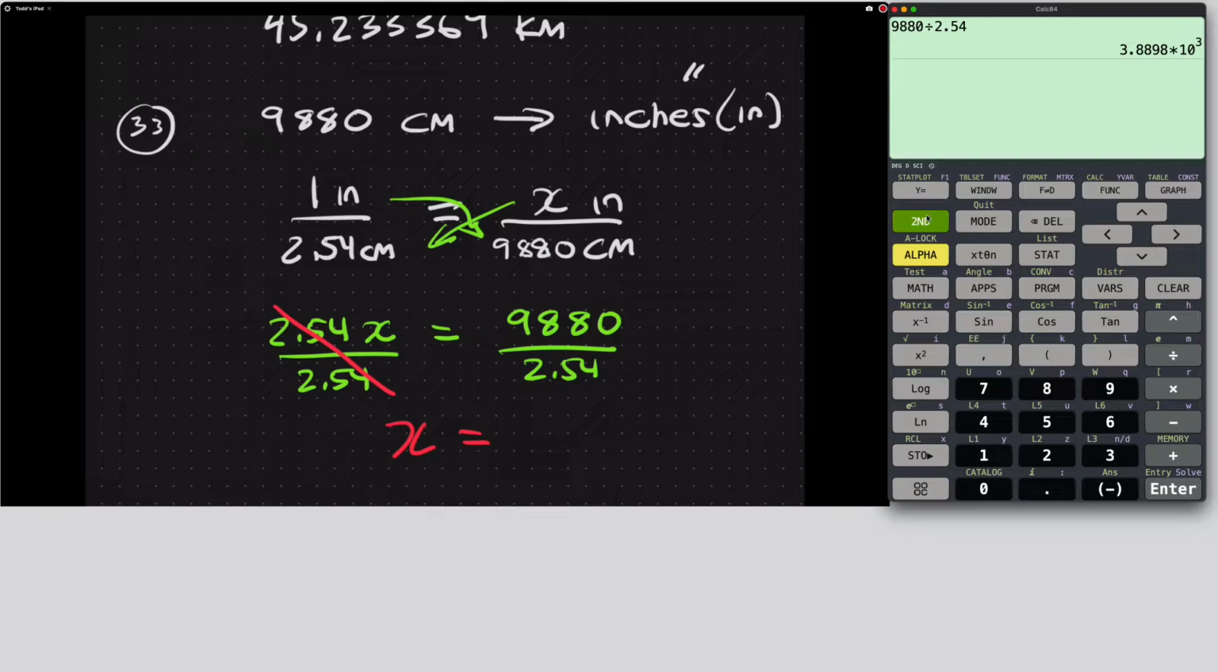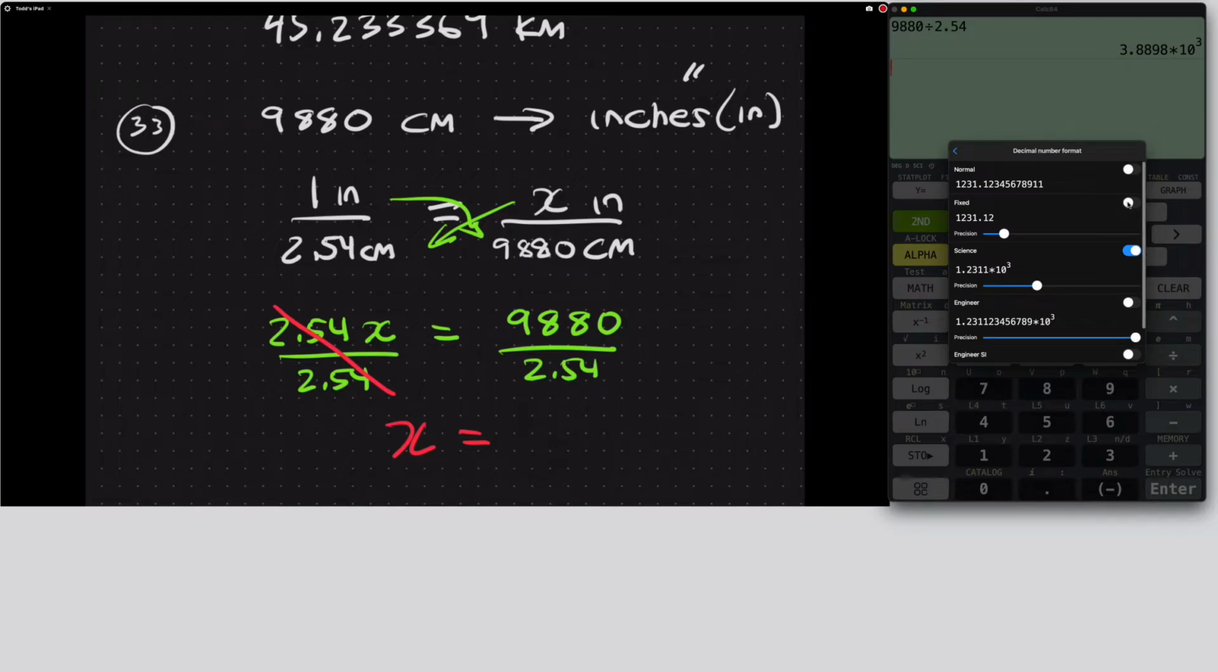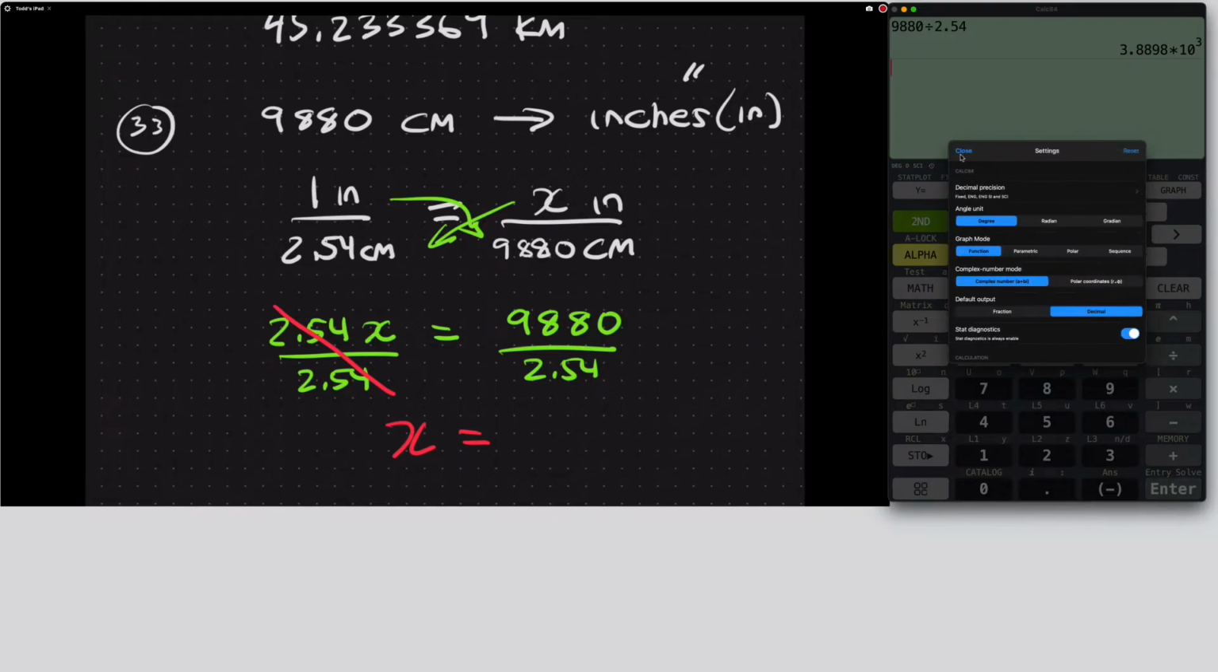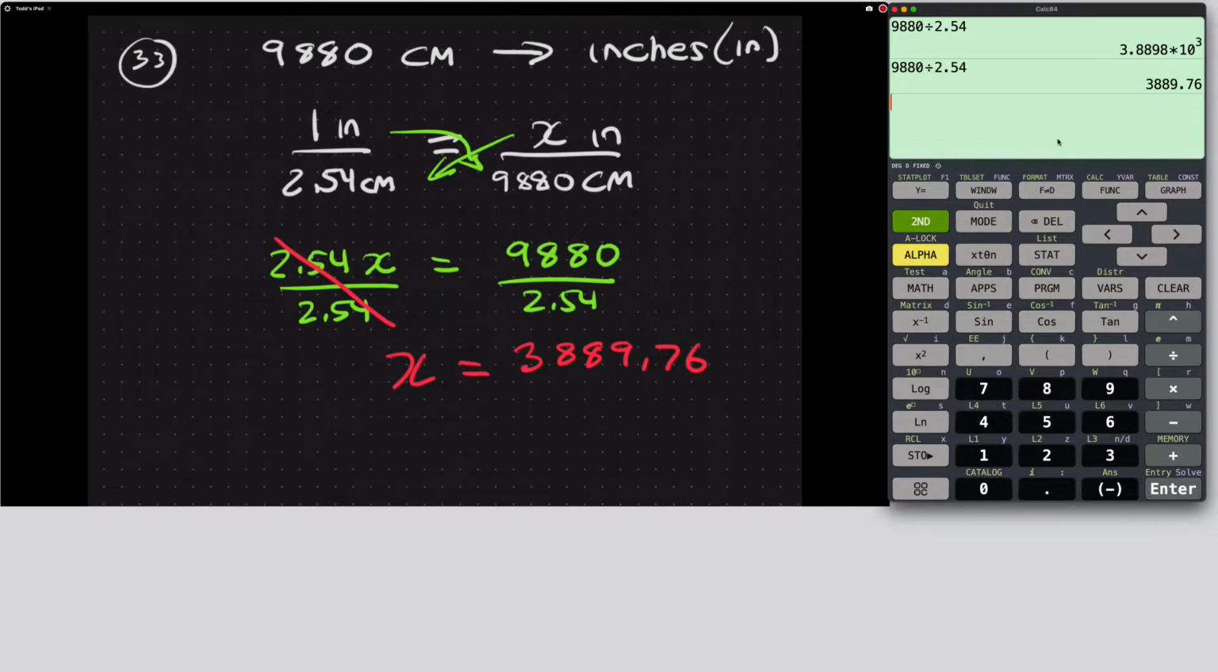But if you needed to put it back to decimal, you could either do it by hand, or remember, we just go to mode and change this back to a fixed number, and then I just hit enter again, and so it tells me it is 3889.76, and that is going to be in inches. So IN or INCHES.